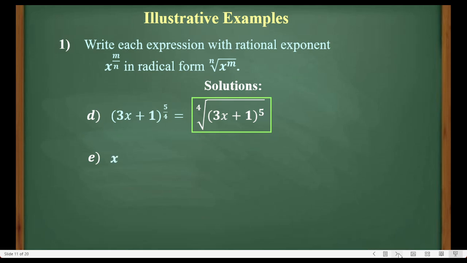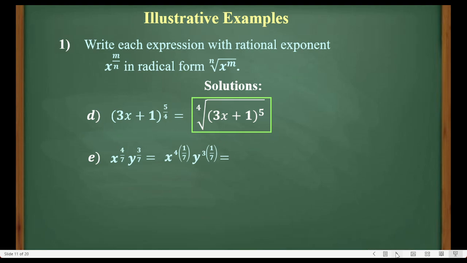Next, letter E. How about x raised to 4/7 multiplied by y raised to 3/7? What we're going to do here is factor out 1/7 from this fraction, and we will be doing the same thing, factor out also 1/7 from this fraction. So the first step is, this will become x to the 4th raised to 1/7 times y cube raised to 1/7. Now, you will notice that 1/7 is common, so we apply the power of the product law.